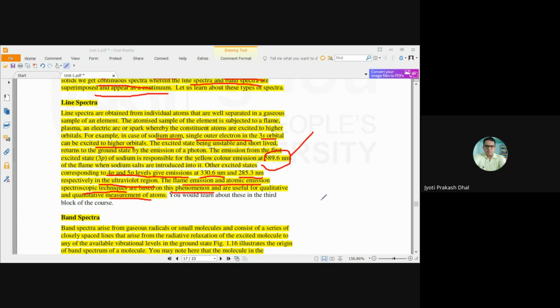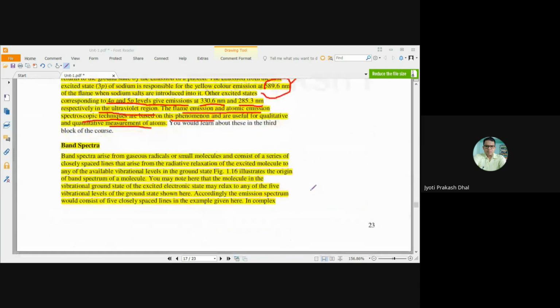Similarly, if the electron present in the sodium atom is excited to some higher energy level, that is 4p or 5p energy level, and then comes back to the ground state by emitting electromagnetic radiation at 330.6 nanometer or 285.3 nanometer, they will fall in the UV region.